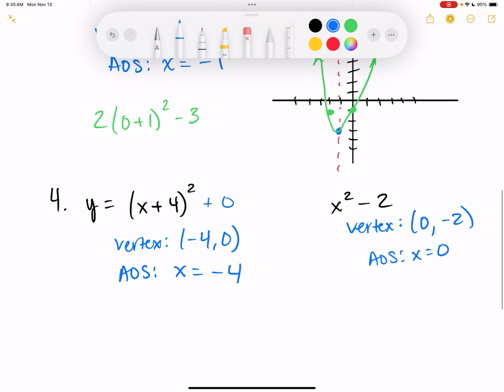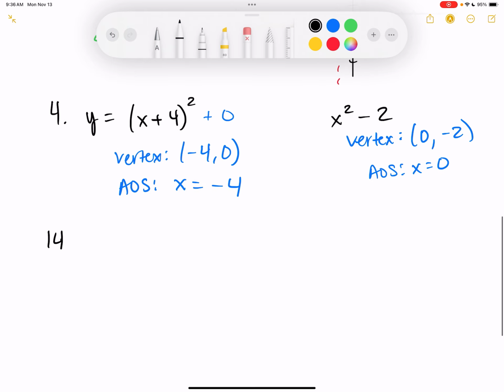All right. Okay on vertex form. Okay. Graph the function, label the vertex, axis of symmetry, and the x-intercepts. So the ones that are in intercept form also need the intercepts labeled. So number 14, we've got y is equal to x plus 1 times x minus 3.